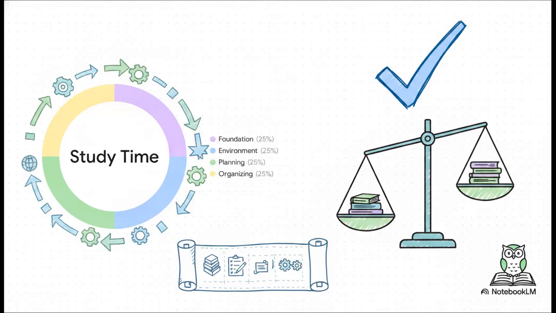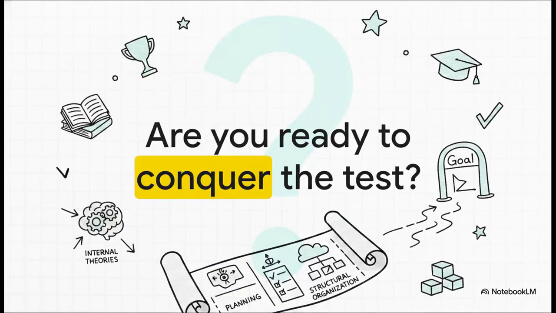Now, when you're actually sitting down to structure your study sessions, balance is your ultimate weapon. You want to allocate your time evenly, 25% each to foundation, environment, planning, and organizing. Please don't fall into the trap of spending 80% of your time rereading those theories and then completely forgetting to review departmentalization. It happens all the time.